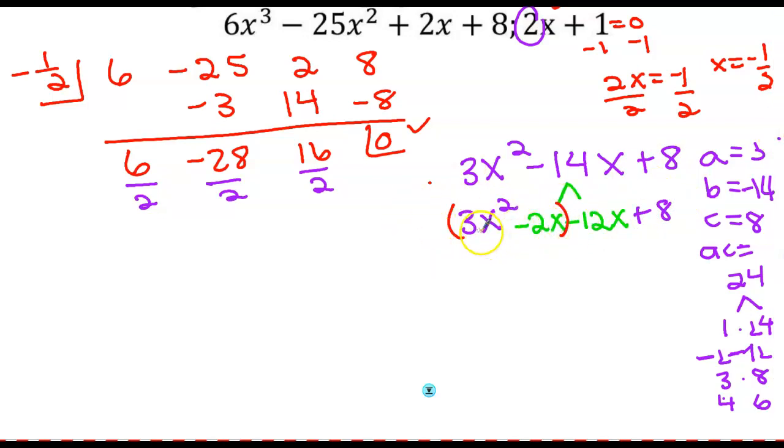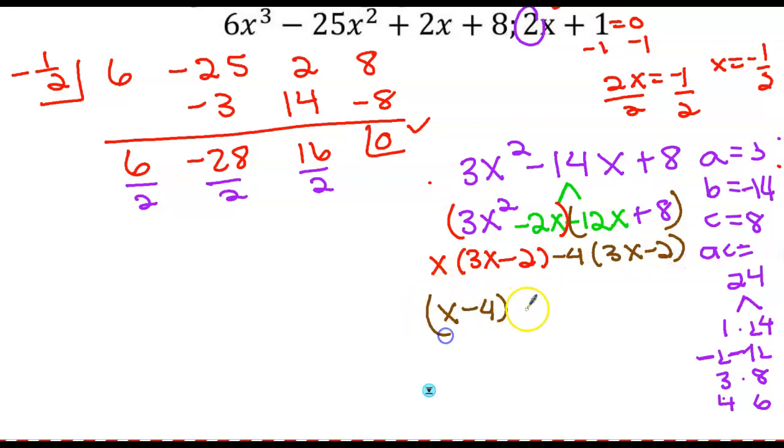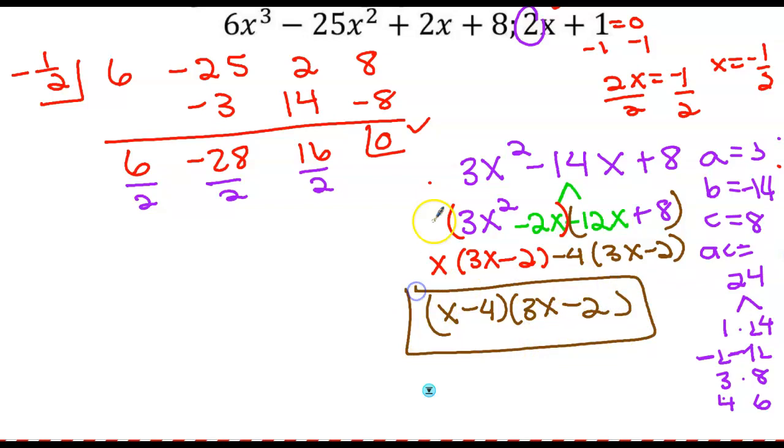So in this red group, I'm going to have an x in common, and what's left over is 3x minus 2. And I'm going to do a brown group. In this group, I have a negative 4 in common, and what's left over is, again, 3x minus 2. So my remaining factors are x minus 4 and 3x minus 2. All right, there you go.